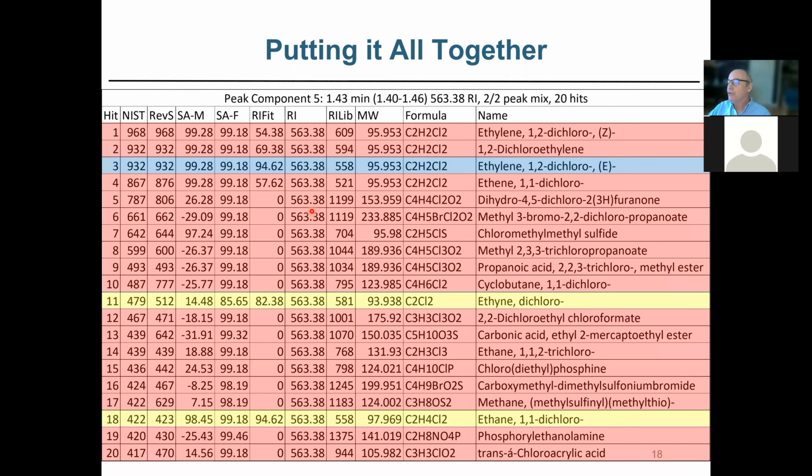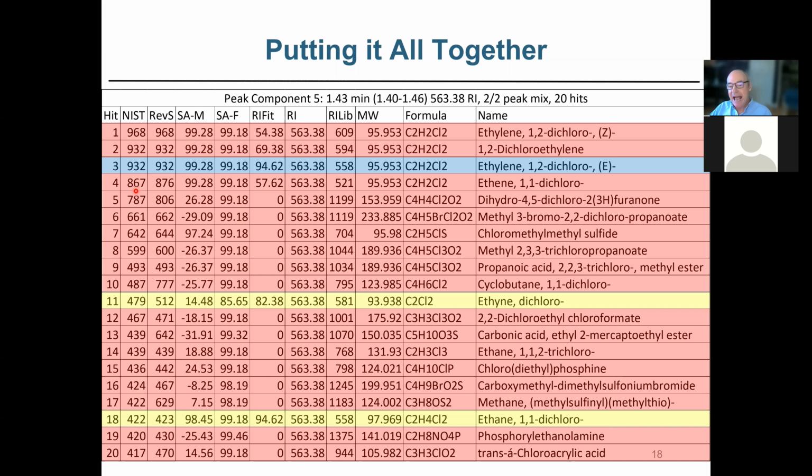Okay, so let's put it all together. Originally, what we looked at in our match list was a single metric, which is our match value or our NIST match. It went from the 900s being really good, to the 800s being okay, and then when it gets below into the 700s, it's not very good. And we have a problem.